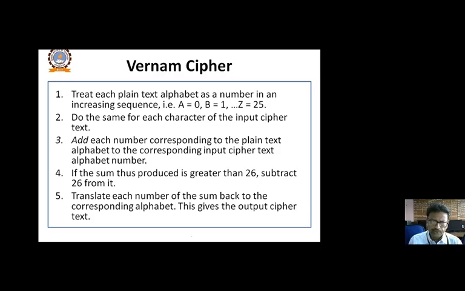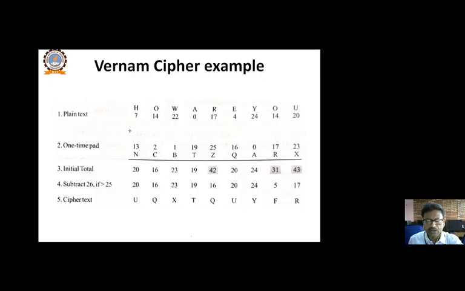Now, what we do is add each number corresponding to the plain text alphabet to the corresponding one-time pad alphabet number. If the sum is more than 26, we have to take the mod, or we can subtract 26 from it. And then we translate each number of the sum back to the corresponding alphabet, and this will give the ciphertext. Now, how is it possible?